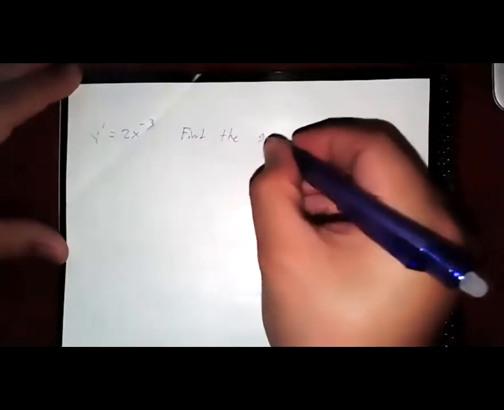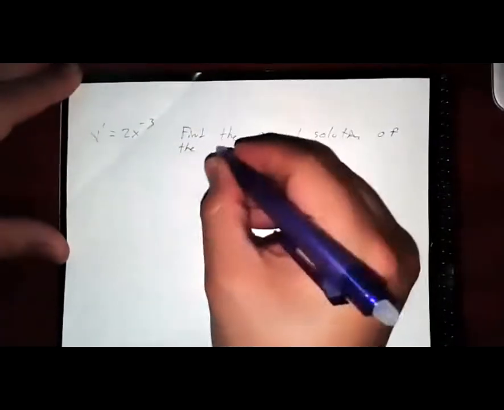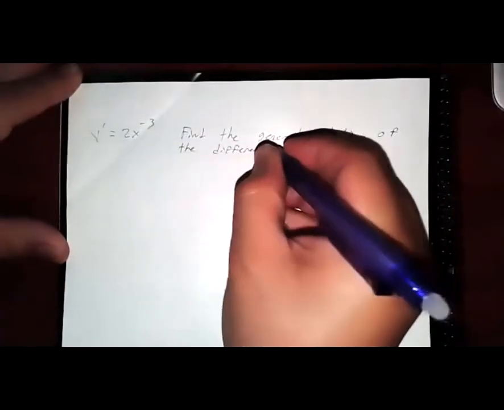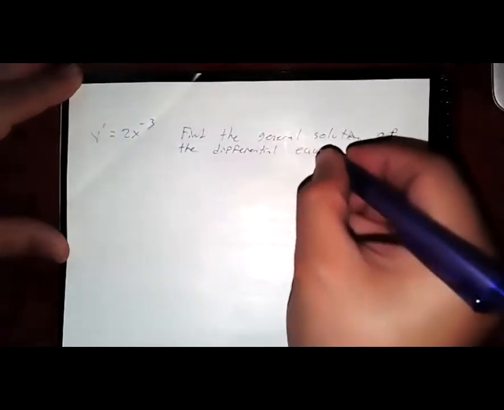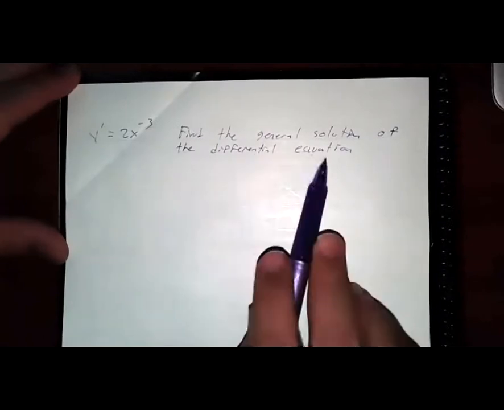Okay. This time I'll use y prime equals 2x to the negative 3. So the question says find the general solution of the differential equation. So a differential equation is basically an equation that has derivatives inside of it, to keep it simple. There's a derivative here equal to some function. So we can consider that a differential equation.